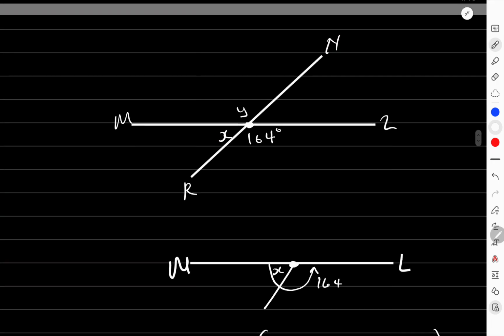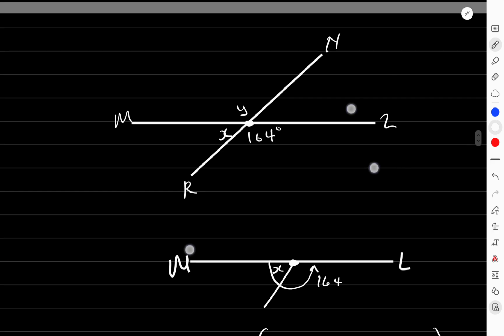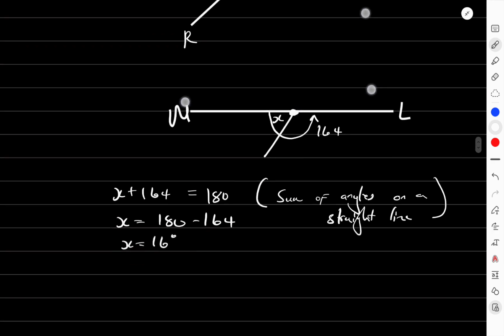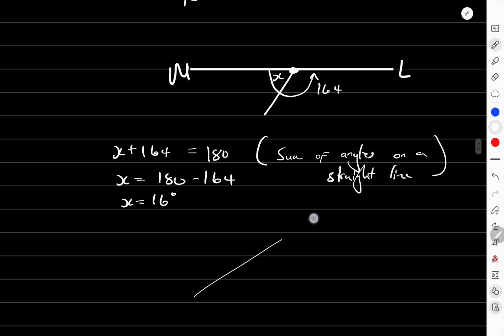Now, when I go to my diagram, I have a line which is known as RN. When I draw RN as a line like this, whereby I have R here and also I have N over there.